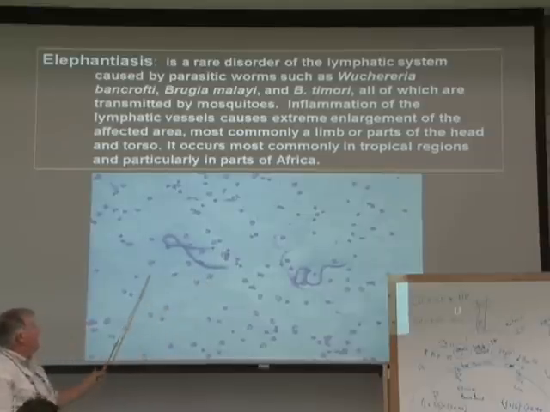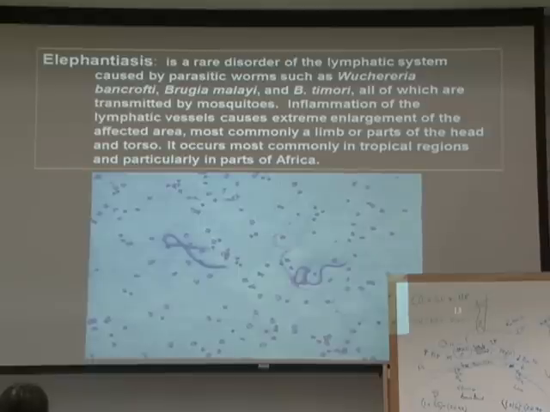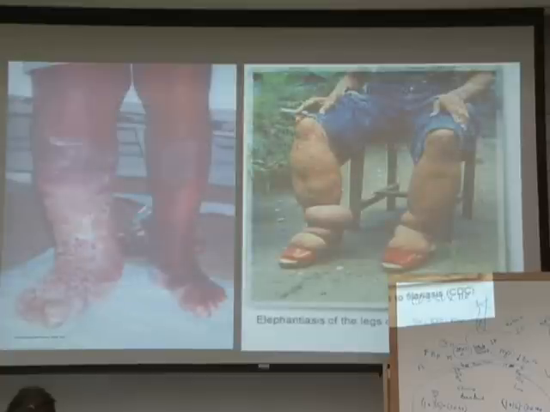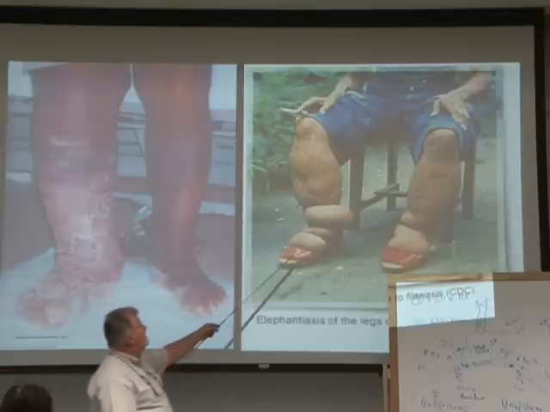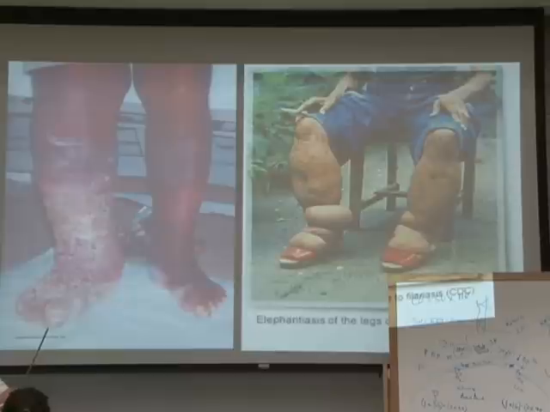So what happens is this worm, you can get it in Africa and Southeast Asia, and what it does is it blocks lymph vessels, and as these worms block lymph vessels, you end up with edema. The disease is called elephantitis because of the swelling that it produces. Typically it occurs in your extremities first. So these are two individuals with this parasite, and this is severe edema of the ankle, and severe edema of this ankle where the skin is actually cracking.